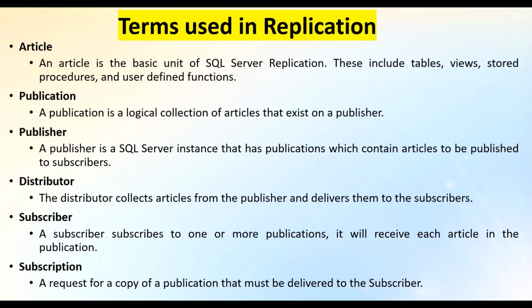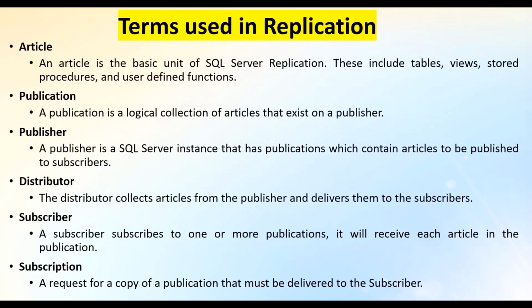Next, distributor. The distributor collects articles or the publications from the publisher and delivers them to the subscribers. That means it receives and publishes the data. That is, it delivers to the subscribers. And a subscriber is the destination or the target who will receive a publication from the publisher via the distributor. And next, a subscription. It is a requested copy of a publication that must be delivered to the subscriber.